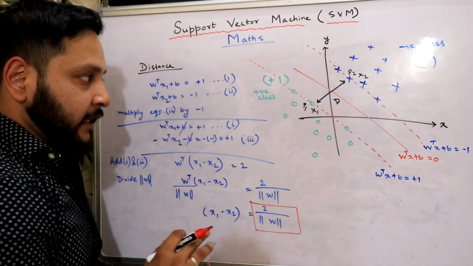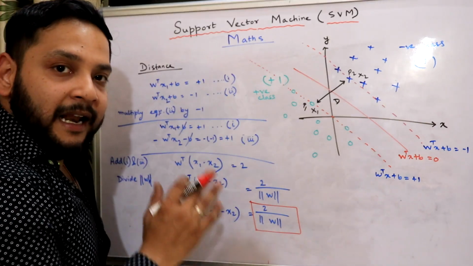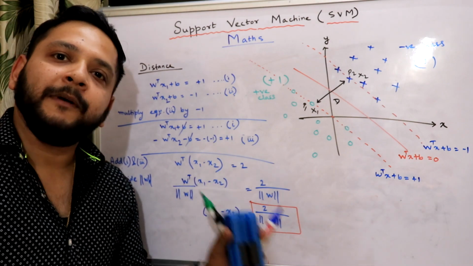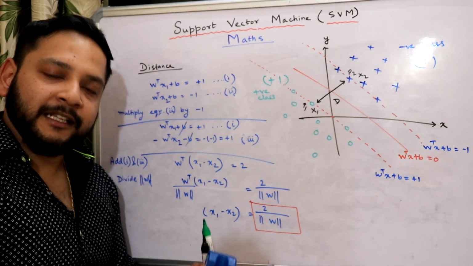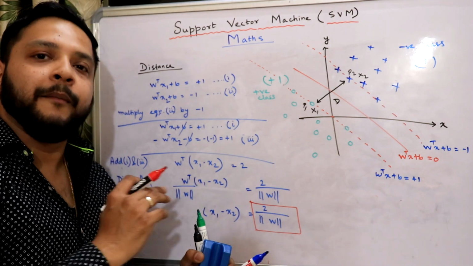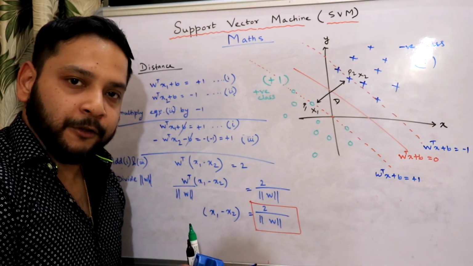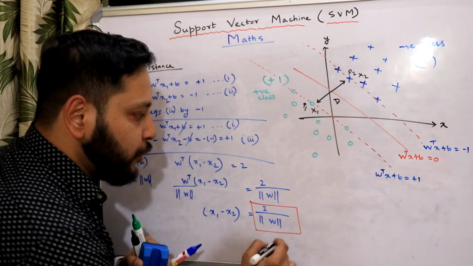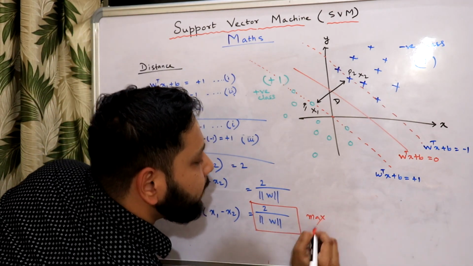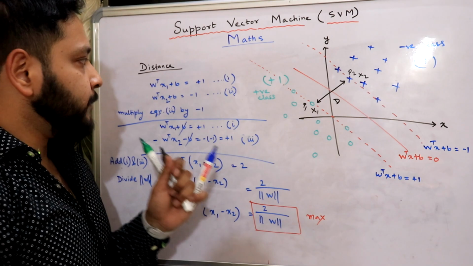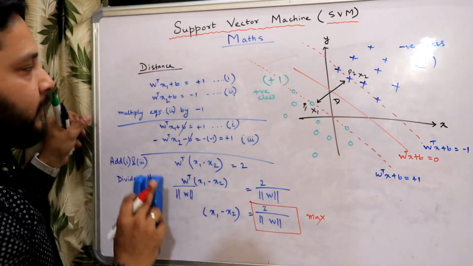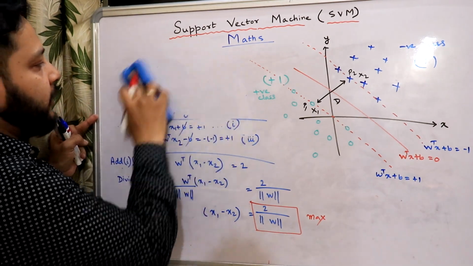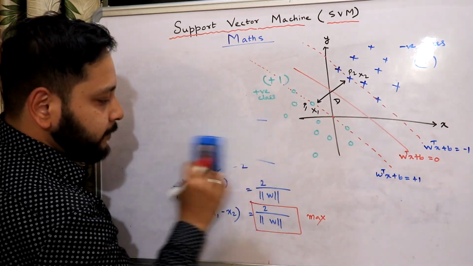This is the distance between these 2 points, and I have already mentioned that the hyperplane should be chosen in such a way that it provides the maximum marginal distance between the data samples of different classes. So this should be maximum, right? I hope up to this everything is clear.